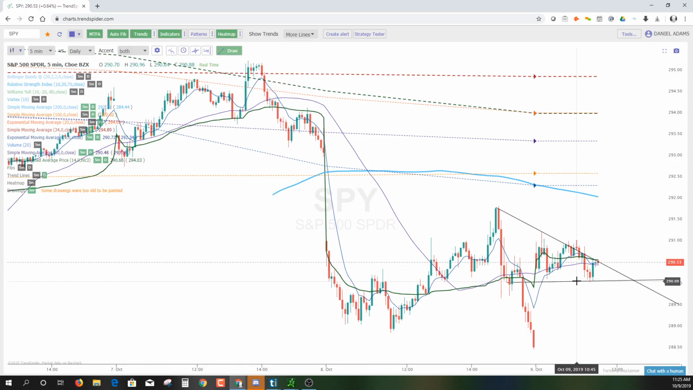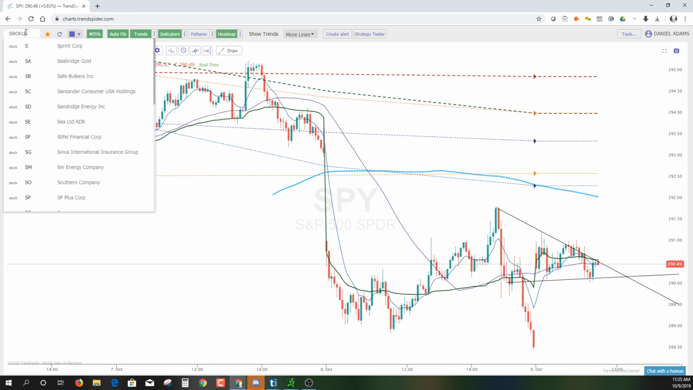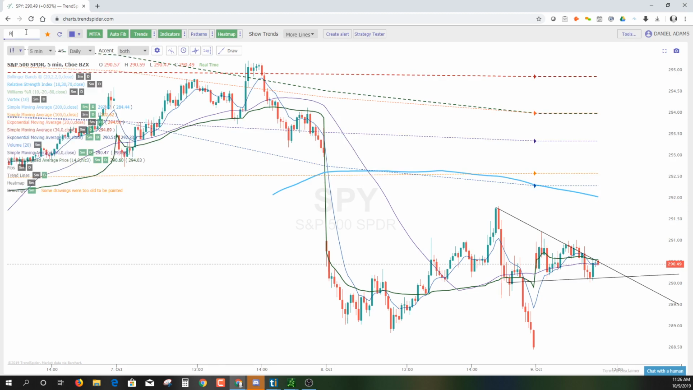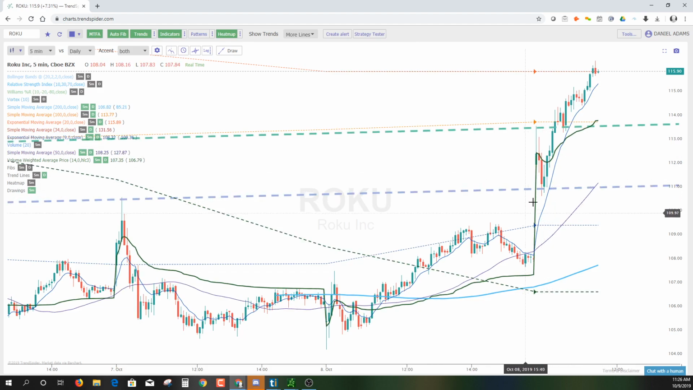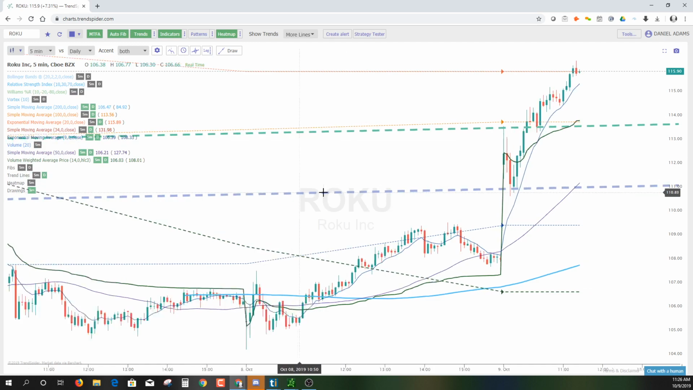Right now we're really stuck inside of this triangle. It's kind of a descending triangle, but we see these a lot of times in a range day where it just consolidates and eventually breaks out. There are quite a few stocks that have been bullish today. Roku, very nice move from a gap up, pretty much a gap and go.